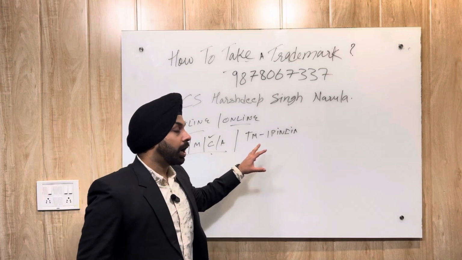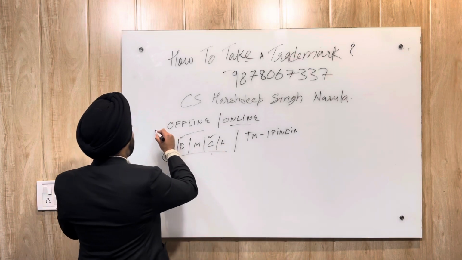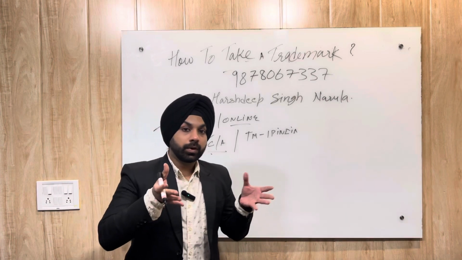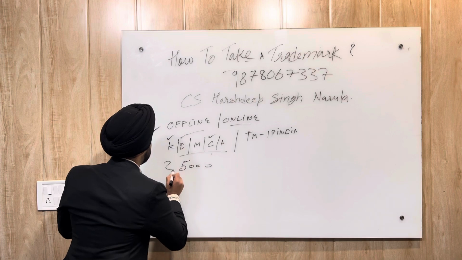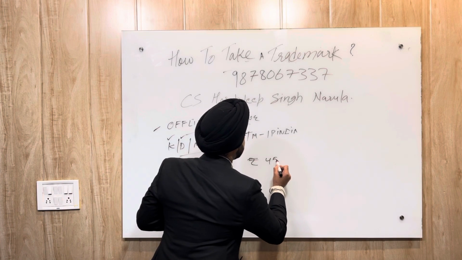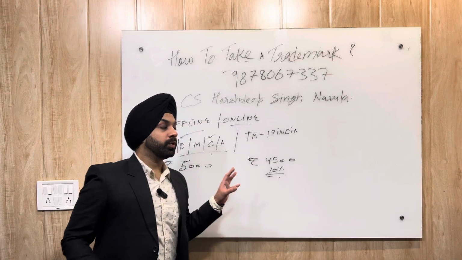Now I'll tell you how to file it and who can file it. Before that, we will discuss the fee. In the offline mode, if you are an individual or an MSME or a startup, the fee for the offline mode is rupees 5,000 only. However, in the case of online mode, the fee is 4,500. That means you are getting a 10% rebate in the case of your online mode application.